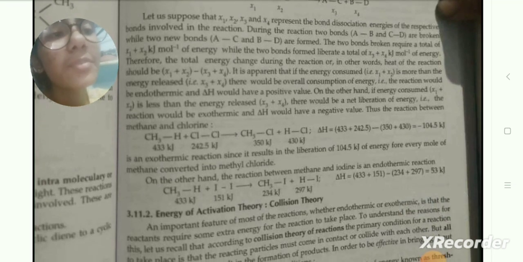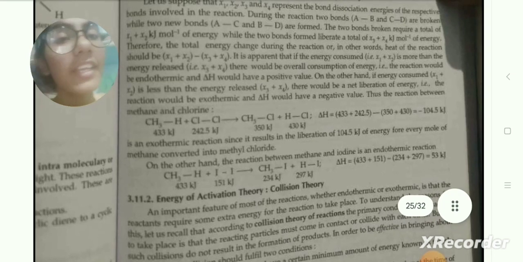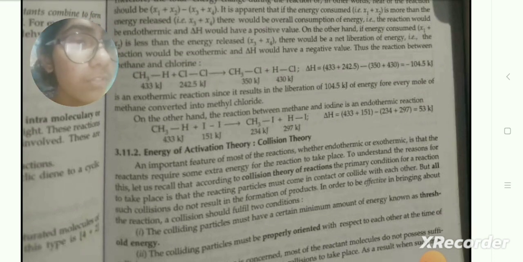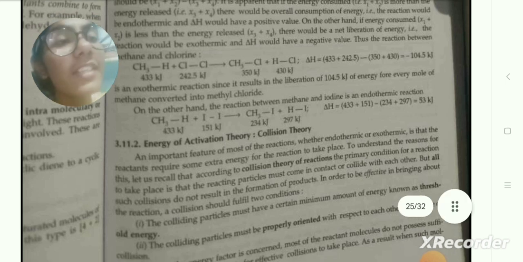If the energy consumed, x1 plus x2, is more than the energy released, x3 plus x4, there would be an overall consumption of energy, so the reaction would be endothermic and delta H would have a positive value. On the other hand, if the energy consumed is less than the energy released, the net reaction would be exothermic and delta H would have a negative value. Thus, the reaction between methane and chlorine is an exothermic reaction. It results in the liberation of 104.5 kilojoules of energy for every mole of methane converted into methyl chloride.